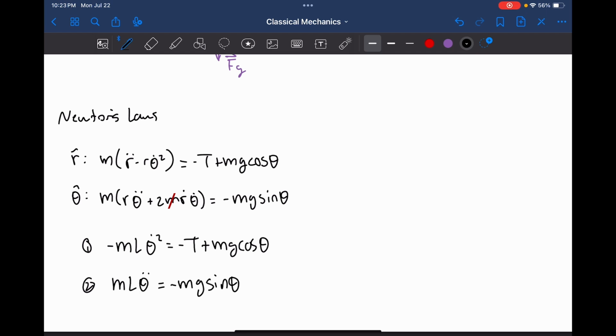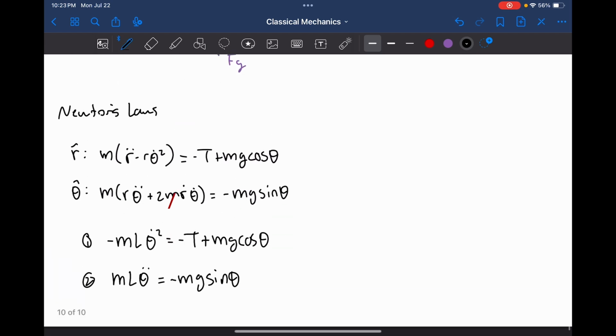Now technically we could solve both of these equations for theta as a function of time, but the second one is easier. So let's work with that. We can divide both sides by mL, and we're left with theta double dot is equal to minus g divided by L sine of theta. Written like this, the equation is not analytically solvable.